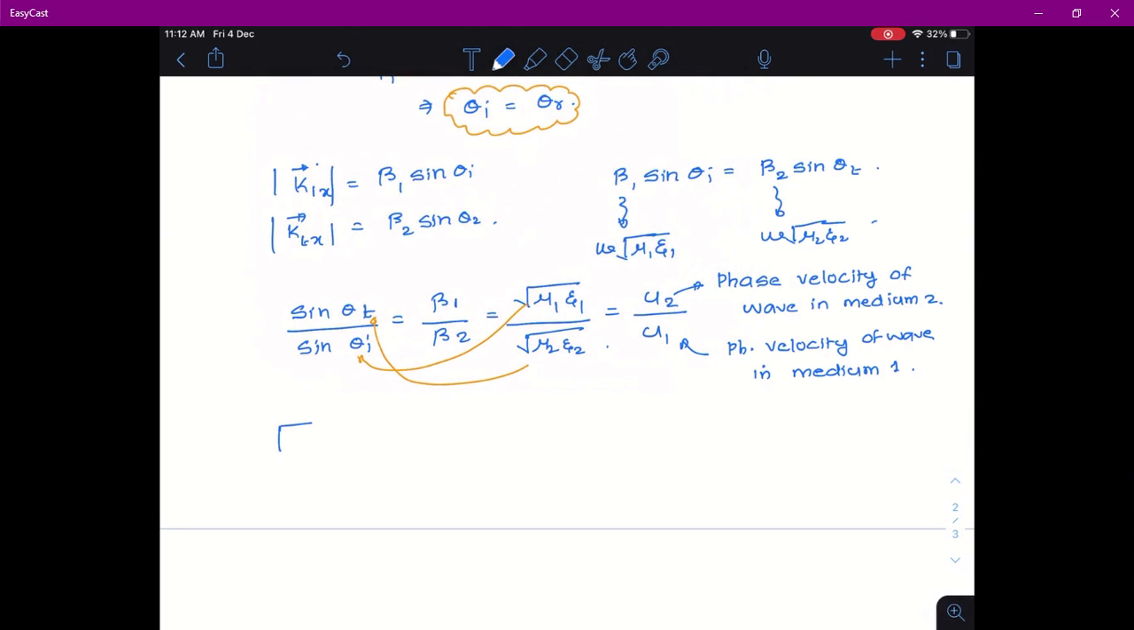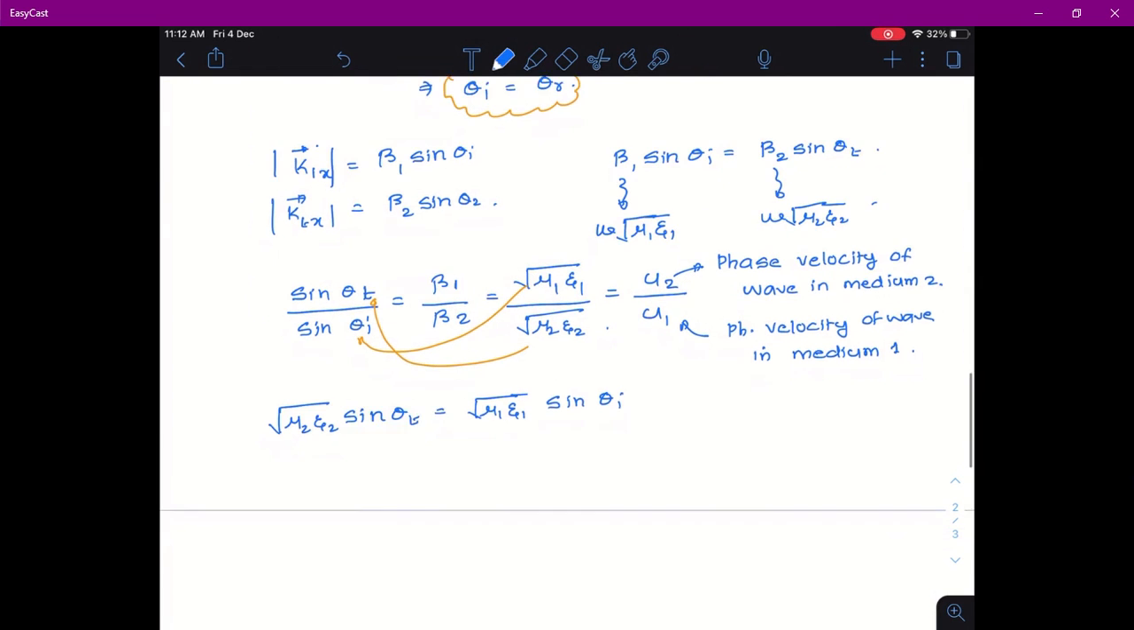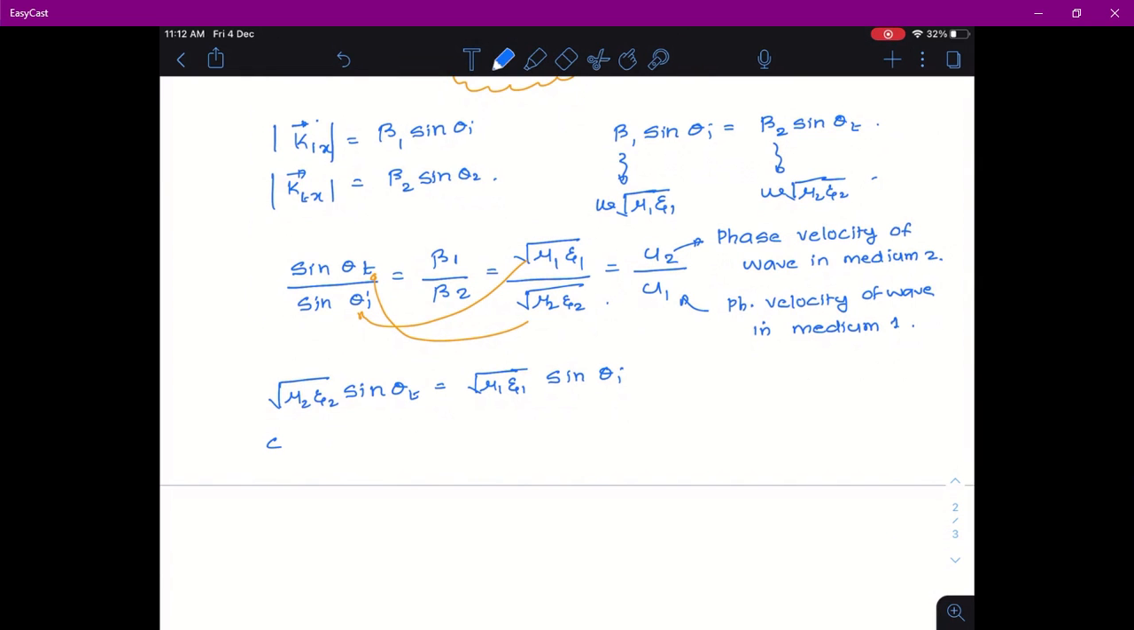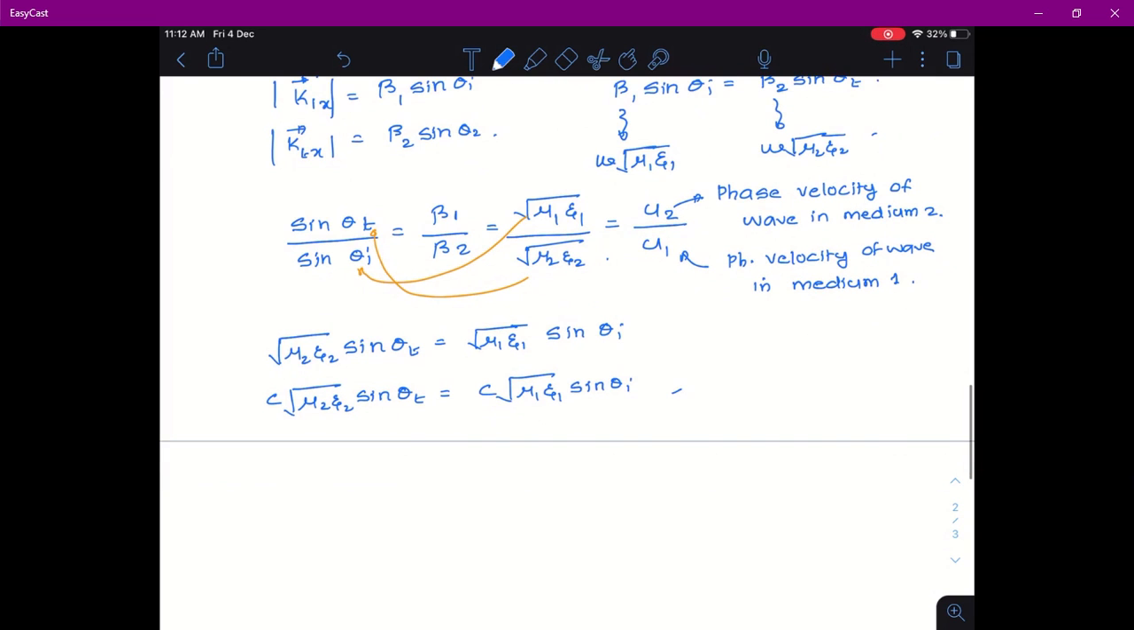So you see root over mu 2 epsilon 2 sin theta t is equal to root over mu 1 epsilon 1 sin theta i. Now let's multiply by c on both sides. So c into root over mu 2 epsilon 2 sin theta t is equal to c into root over mu 1 epsilon 1 sin theta i, where c is the velocity of light.